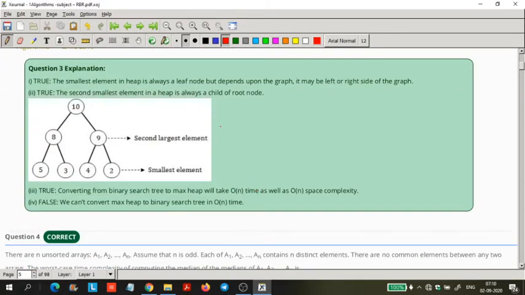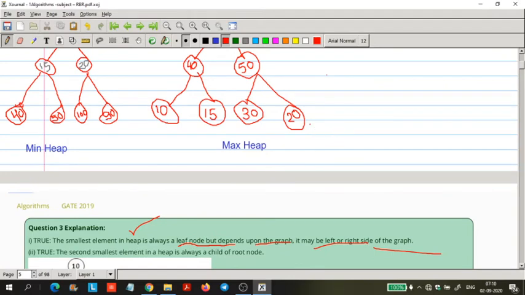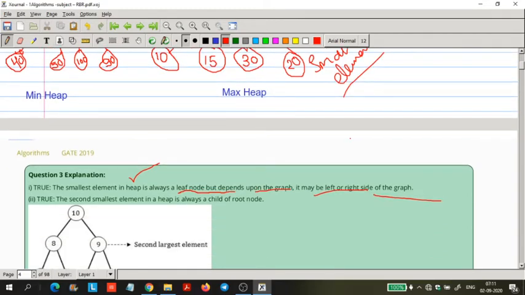Okay, the first statement: the smallest element in the heap is always in a leaf node, but it depends upon the graph. It may be on the left or right side of the graph. So here is the smallest element in the heap, the smallest element in the maximum heap. So the first one is true.